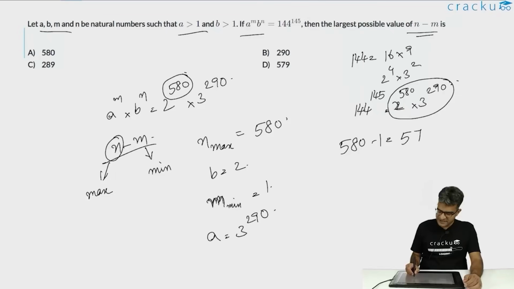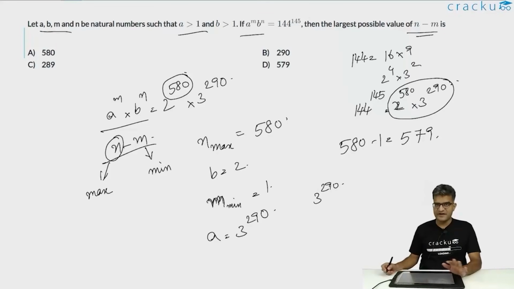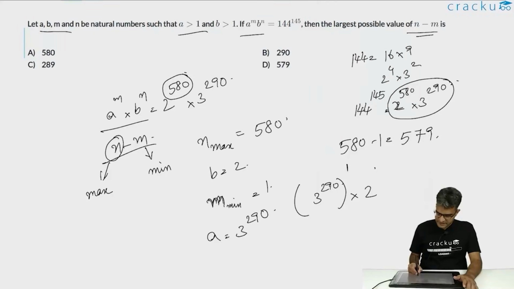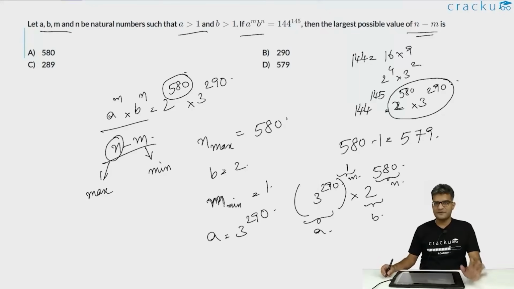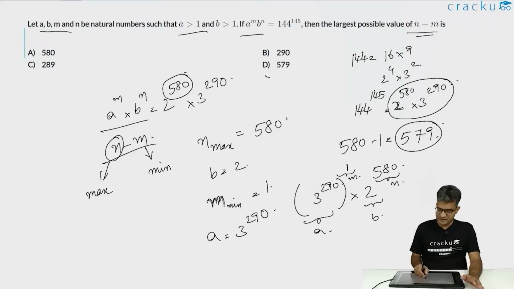In this particular case, what we are saying is a to the power m into b to the power n will be 3 to the power 290, which is the value of a, whole to the power 1, into 2 to the power 580. This is the value of a, this is the value of b, this will be the value of n, this will be the value of m. So the maximum value of n minus m will be 579, which is option D.